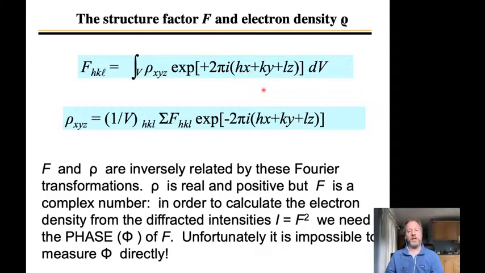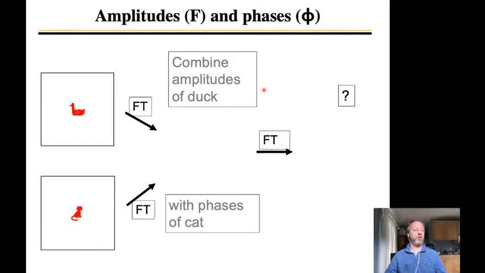And unfortunately, because of the way the data is collected, we can't get the phase. This is the phase problem. We can only get the intensity. So, okay, nature could have been cool. Nature could have said, okay, if you have the intensities, that's going to give you what you need. So we're going to take the amplitudes of our lipped duck, and we're going to take the phases of a cat, and we're going to multiply those two together. And let's see what happens.